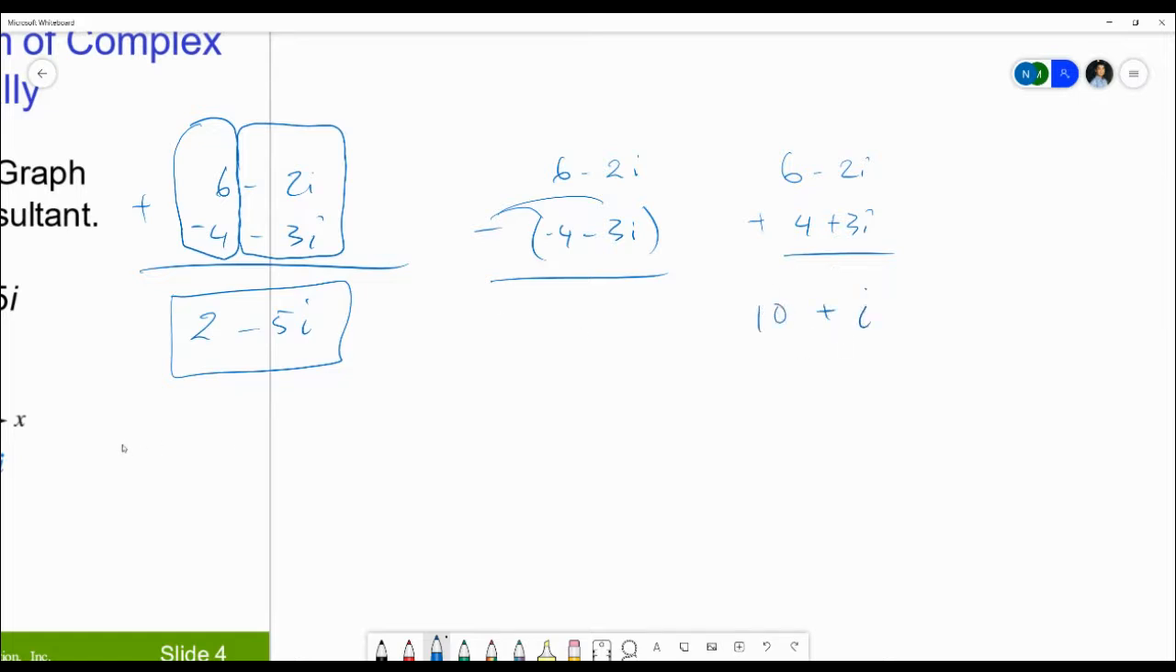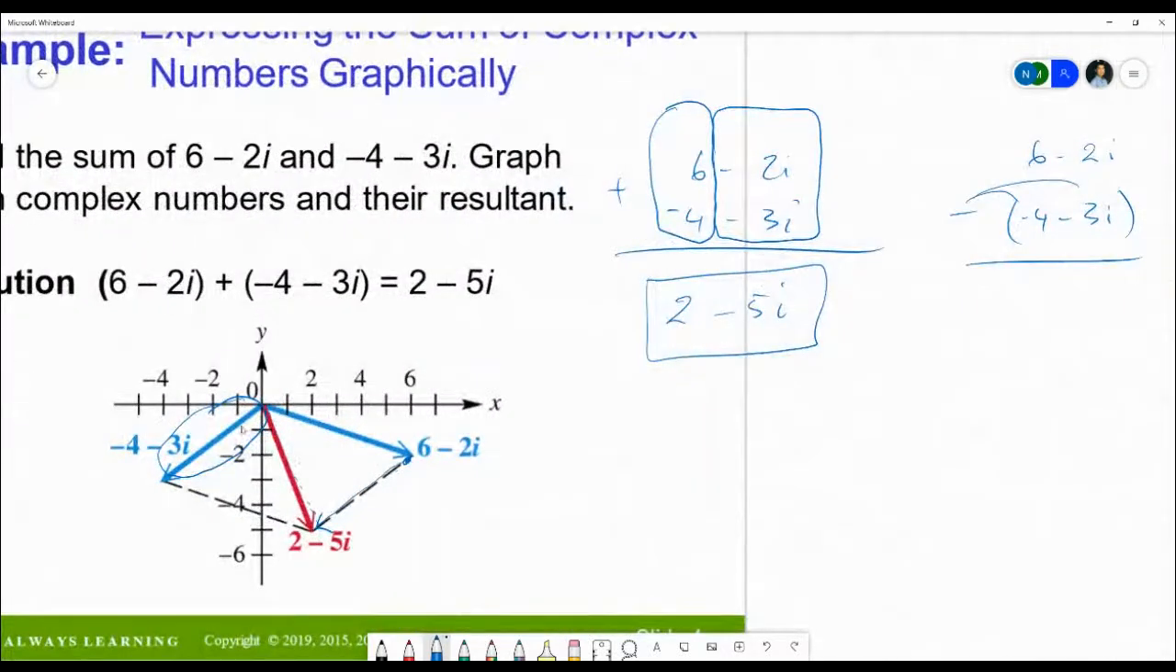So let's see what happens when we try to graph this, right? We have 6 minus 2i and -4 minus 3i. If I want to subtract this, basically I put a negative sign there, distribute it, and I get 4 plus 3i. So 4 plus 3i would be up here. You can see that it is in the opposite direction, same magnitude as my original vector. And then what I can do is find the resultant by moving this over here.